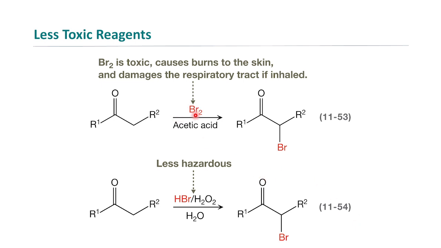And so Br2, this is toxic. It causes burnt skin. It damages the respiratory tract if inhaled. It's very dangerous to work around and dangerous to have in the environment. Overall, a much more hazardous pathway. We can instead use HBr with hydrogen peroxide, and this gives us the same product, usually with decent yield, just as good in terms of money and time that we could work up with this, and far less hazardous. So everybody that's around is happier and we have less problems.